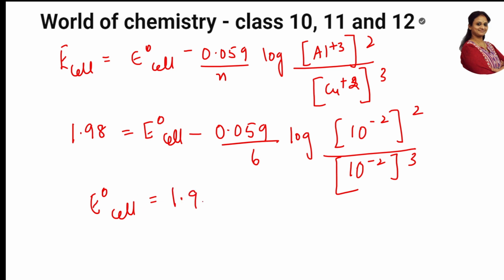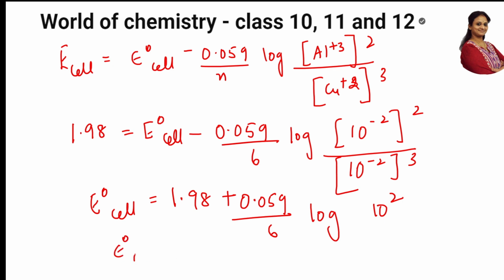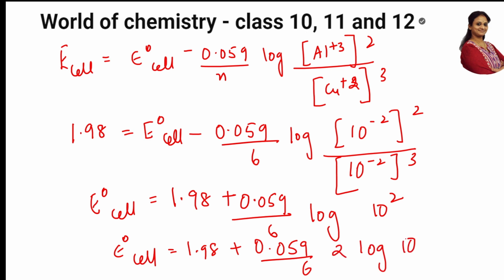Alright, let me write 1.98 plus, because I changed this minus sign to plus. So how many electrons? 0.059, electrons 6. The log, can I write it as 10 raised to the power of 2? That gets cancelled. Only 10 raised to the power of 2. Further making it simpler, can I write E naught cell is equal to 1.98 plus 0.059 divided by 6 times 2 log 10? Can I write it because you're converting it to base 10, because log 10 is 1 only. Log 10 is 1. So I made it simpler.